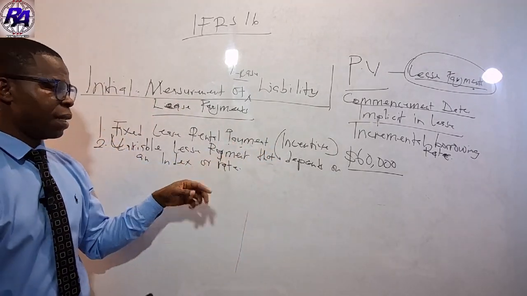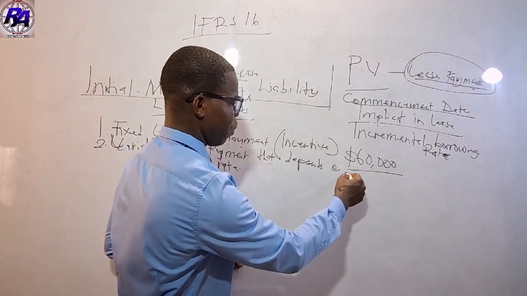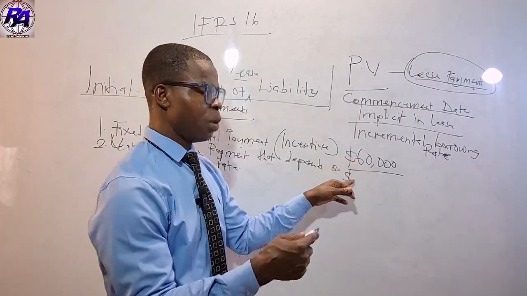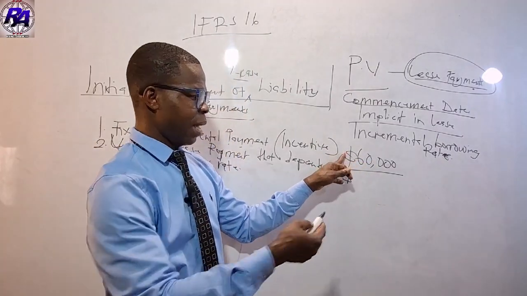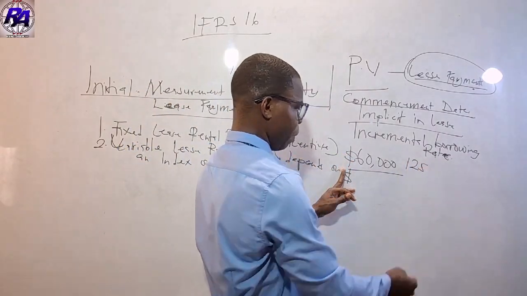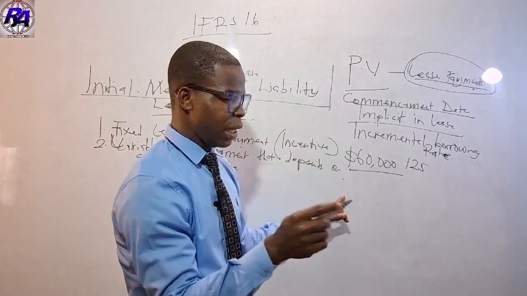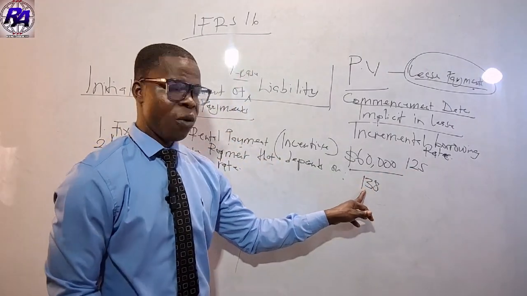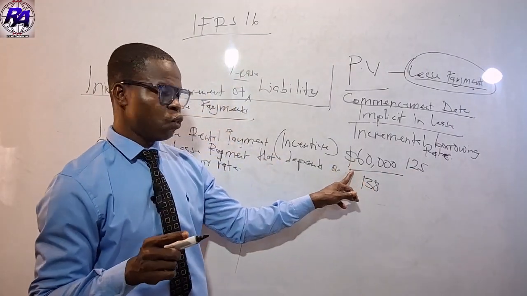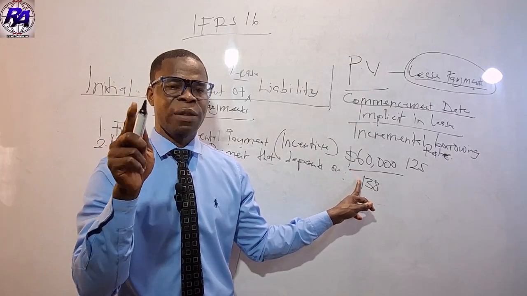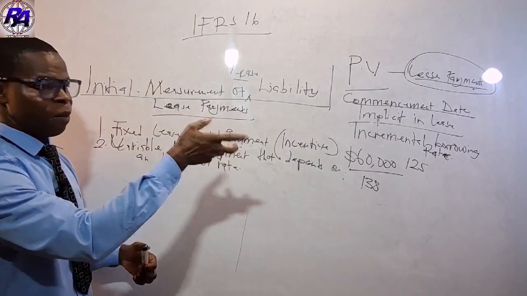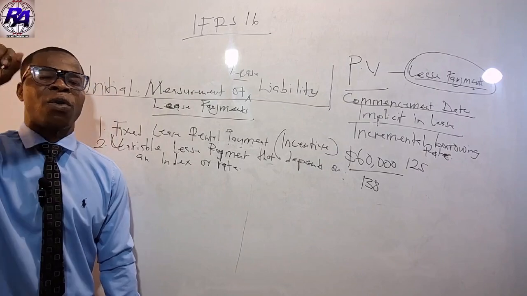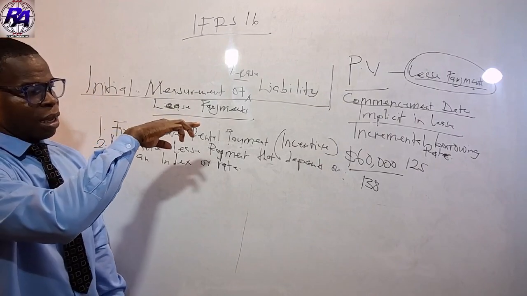So for instance, you can say that the first lease payment is 60,000, but when you go to year two, there is going to be a change in this lease payment, which is dependent on an index. Let's say the index at the commencement date is 125, and the index at the reporting date is 138. This is the commencement date index. This is the reporting date index. When that happens, the year two payment is going to differ because it's going to vary from year one. That is why we say it's a variable lease payment. But this change in the lease payment is dependent on an index or a rate.